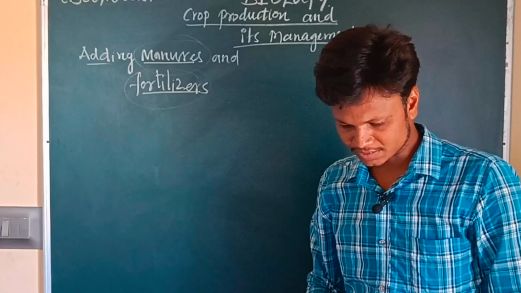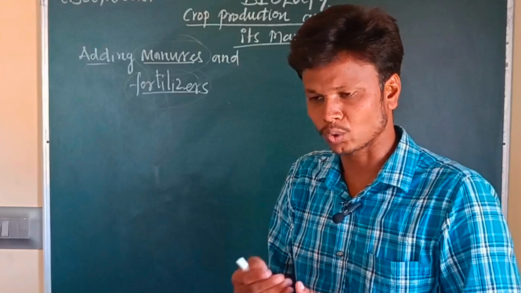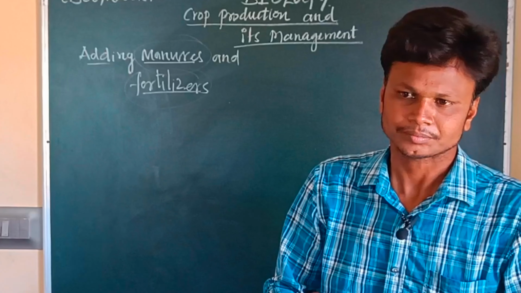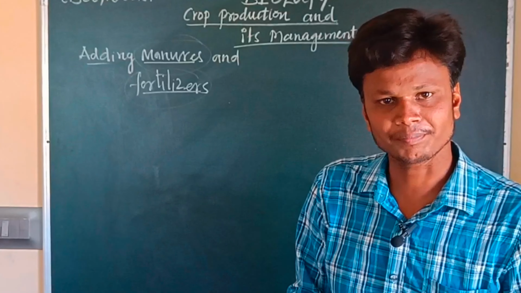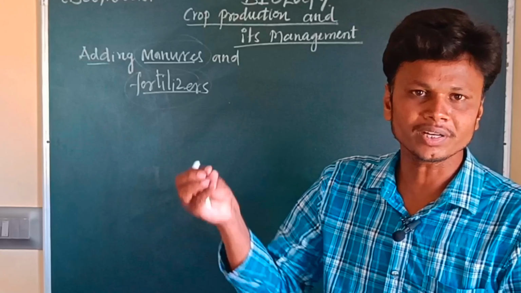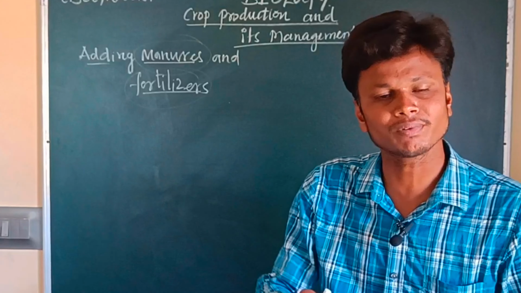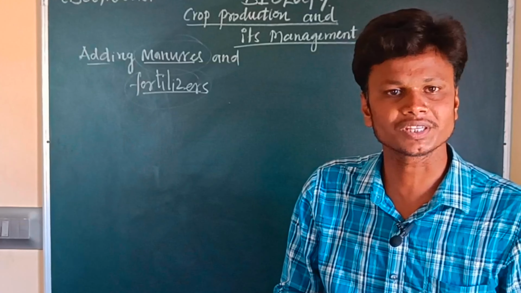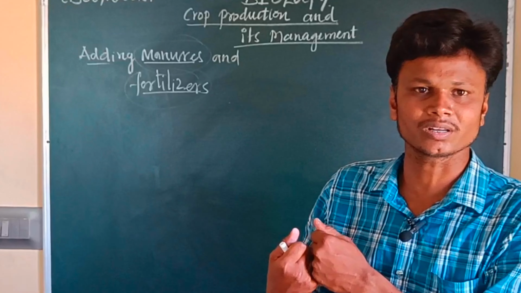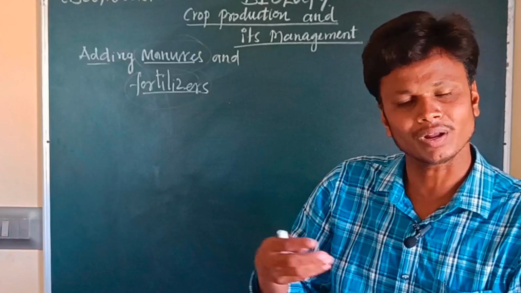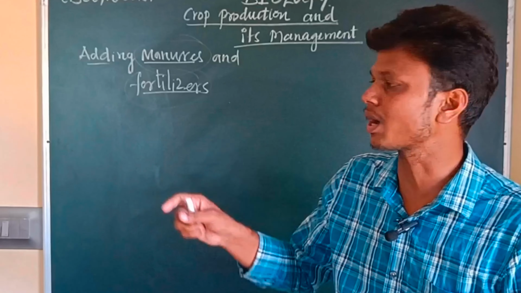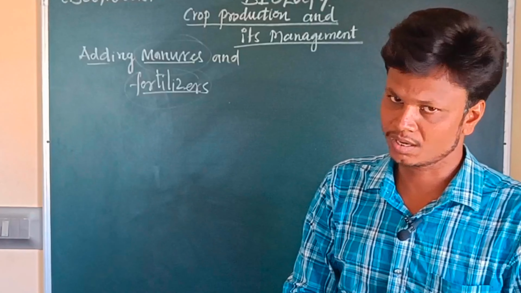For example, if you are growing crops continuously in a particular crop field, the nutrients present in that field will get used up, right? It will not last for a longer time, because the plants continuously utilize those nutrients, and one fine season there will be no more nutrients in that soil. So to replenish that soil, we add manure and fertilizers.